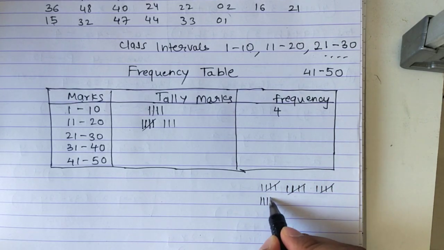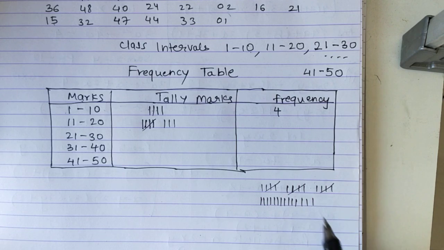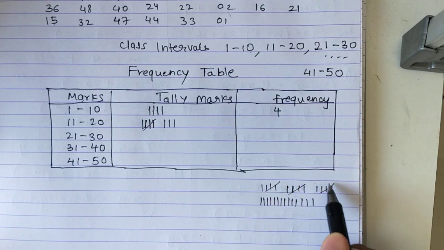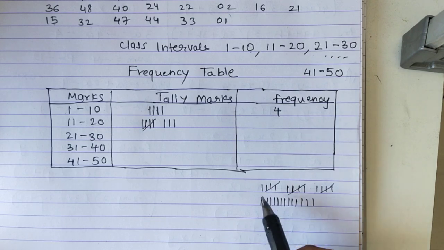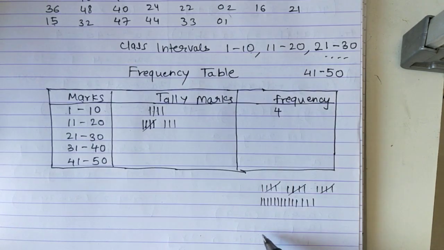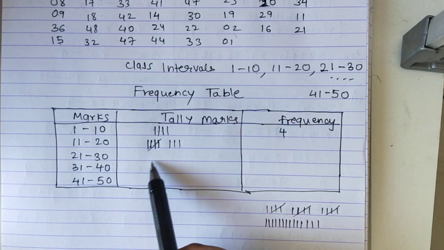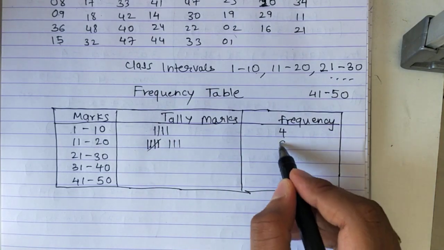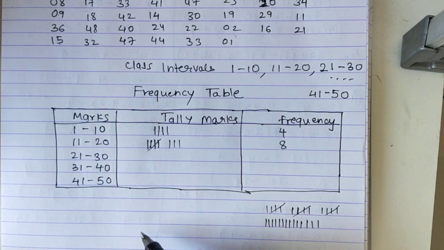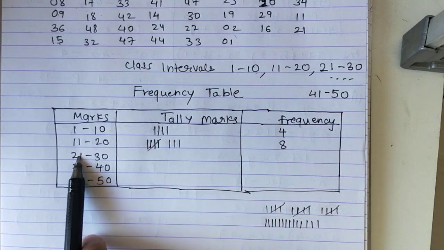Or else, if you do it like this without making any bundles, it will be very difficult to count how many lines have come. So if you draw like this, it's 5 plus 5 plus 5. This is 15. Counting becomes easy. Okay, so that is why in tally marks, the 5th stick, we make it like this. So it forms a bundle and we start a new group then. Okay, so here 1, 2, 3, 4, 5, 6, 7, 8. So what is the frequency here? It is 8.